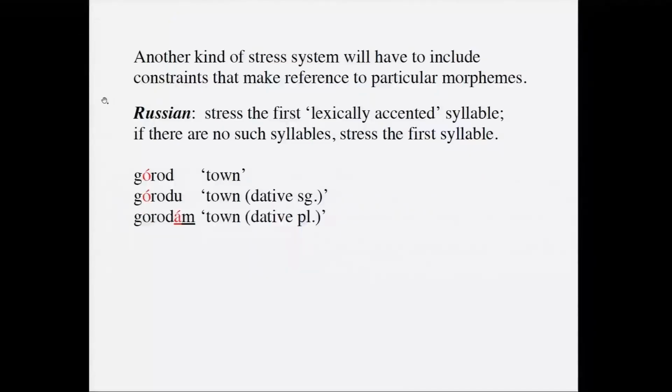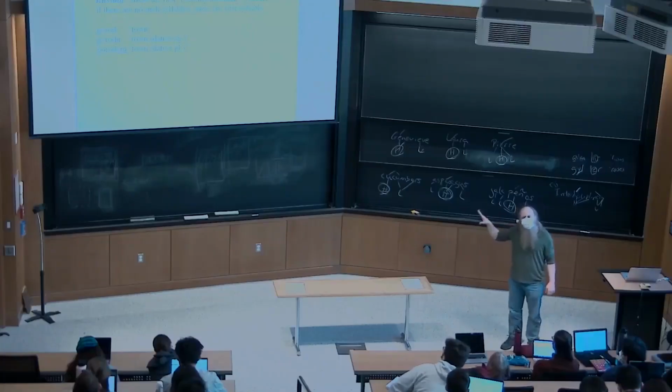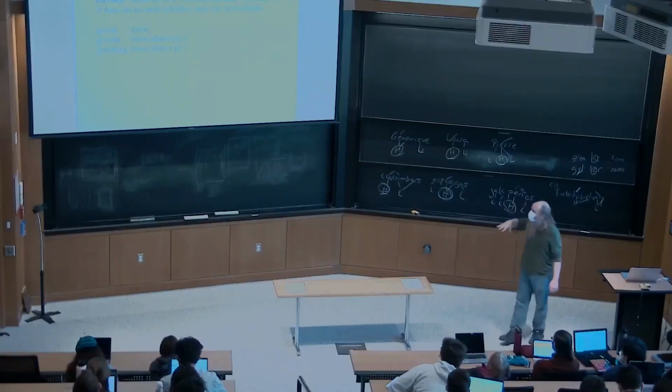But the dative plural suffix, putting it in a different form, is a lexically accented stress. It does require stress. And so stress shifts to that particular suffix. So you get initial stress because there's no lexical accent in gorod and gorodu. But if you add the dative plural suffix, you get garadam, with the stress shifting to the end, because this is a suffix that demands stress.